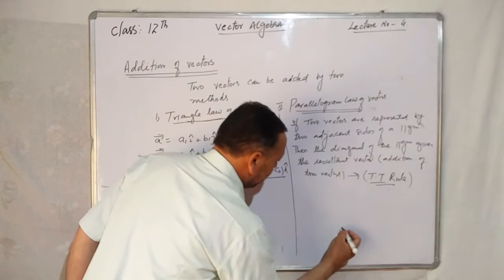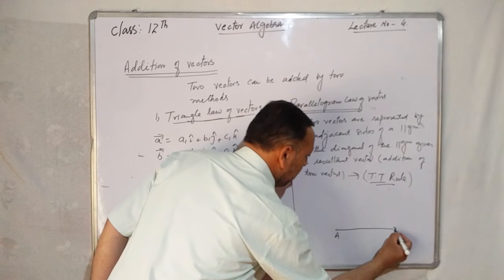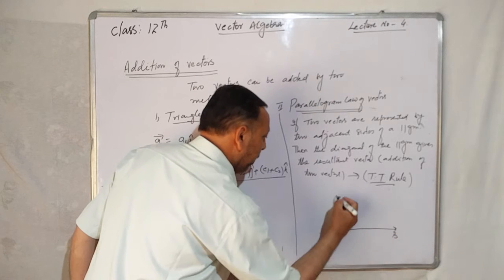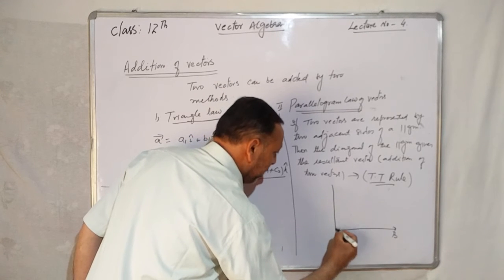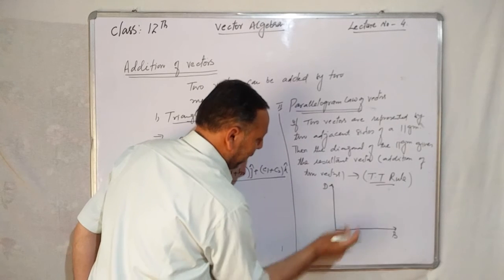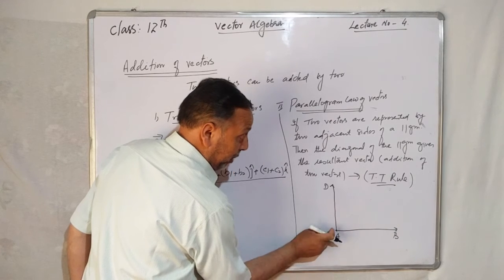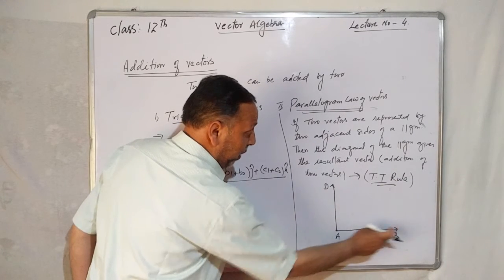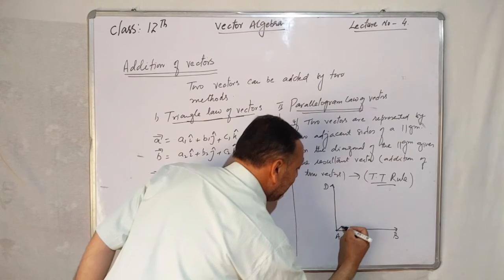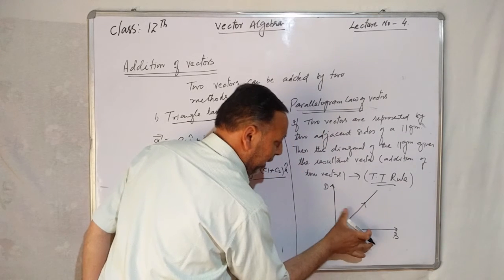Let me explain you like this. Let me have a vector AB with A as initial point, A as tail, and B as head. Let me have another vector AD. So here two vectors AB and AD, their tails coincide. This is TT rule. That means tail of one vector should coincide with the tail of another vector. Then the diagonal represents the resultant vector.